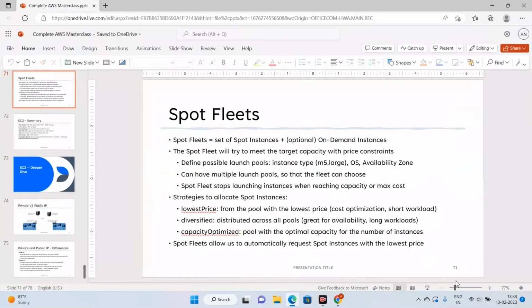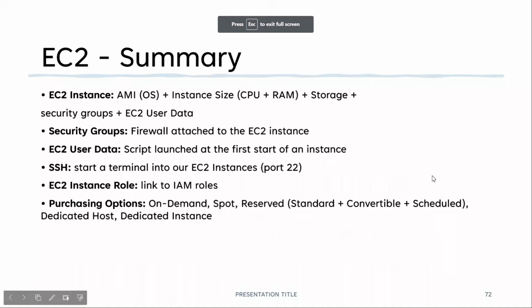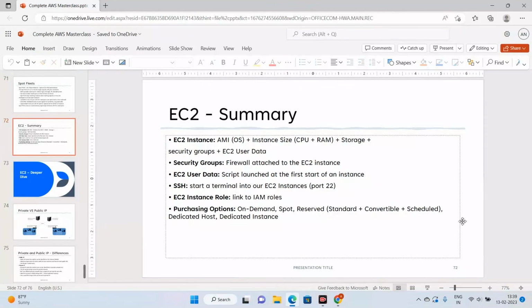If we go back, we're going to see the summary of the basics of EC2. An EC2 instance consists of AMI, instance size, storage, and security groups, plus EC2 user data. We have security groups, a firewall attached to an EC2 instance. We have user data. We have SSH to start a terminal into our EC2 instances. EC2 instance role, linked to IAM roles, we have already seen, and we have a lot of purchasing options like standard, convertible, scheduled, reserved, dedicated host, and dedicated instance. Okay, so let's move on to the next section.